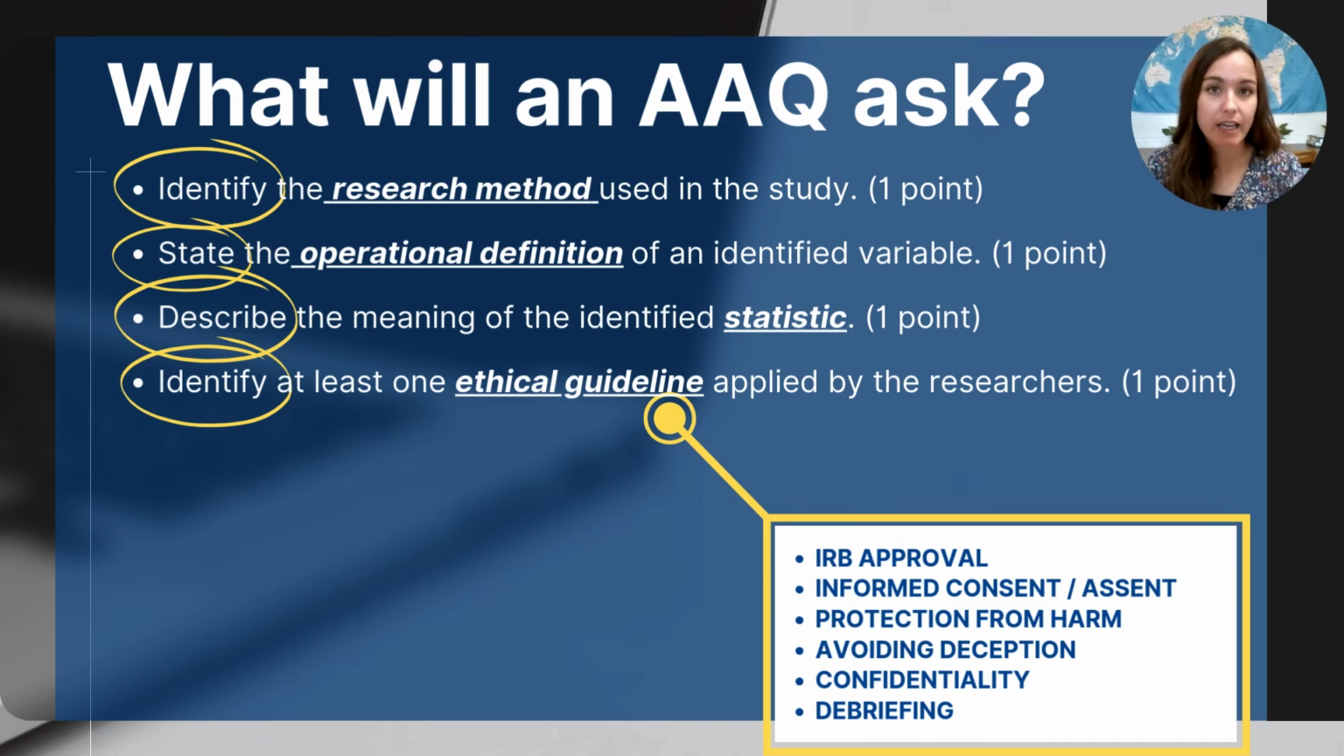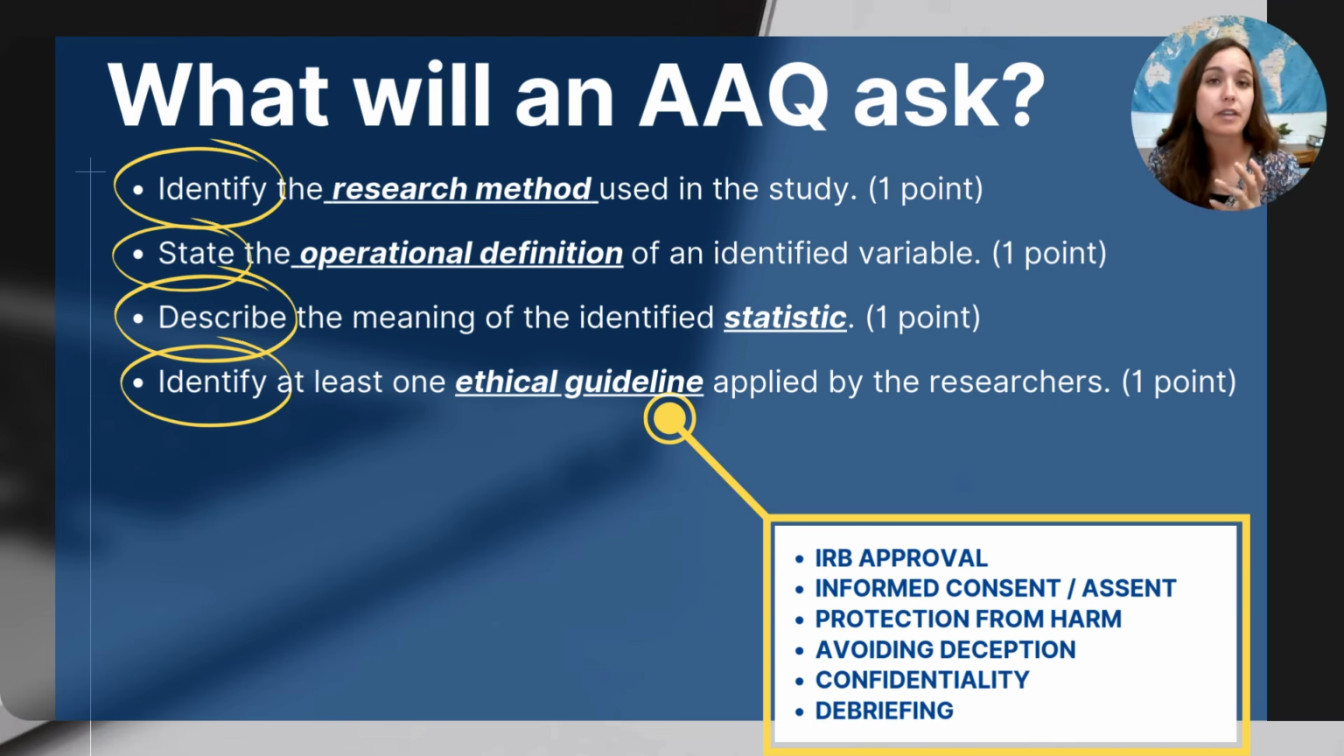The fourth task in the AAQ is to identify at least one ethical guideline applied by the researchers. This means that as you're reading, you need to be listening for ethical guidelines clearly described within the prompt of the study. It could be something like the researchers got approval by the Institutional Review Board, or they obtained informed consent from adult participants, or they obtained informed assent from participants under the age of 18. Or maybe they showed protection from harm. Or possibly they might mention how they took an effort to keep information confidential.